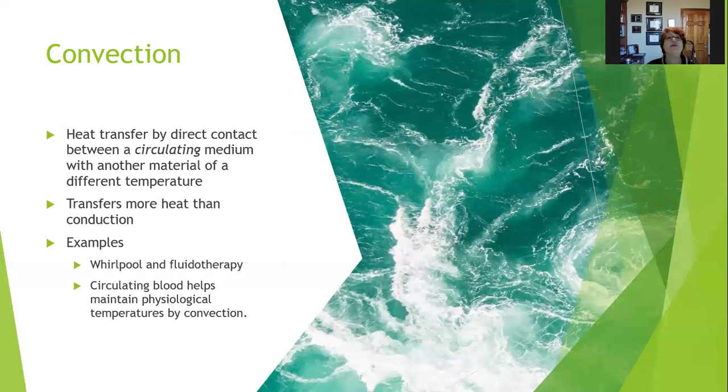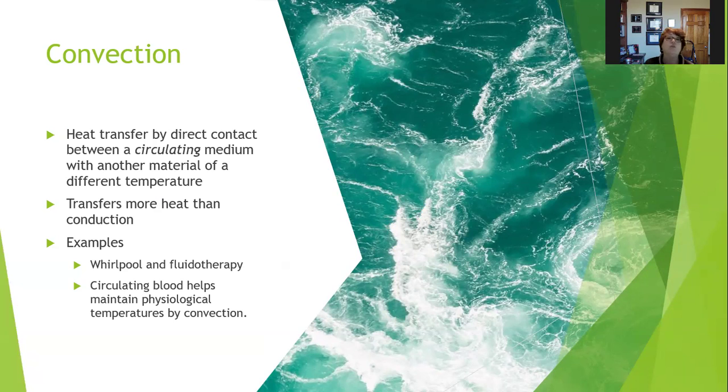Convection is heat transfer by direct contact with a circulating medium of another material at a different temperature. It's like when you get in a cold whirlpool, you're going to cool down a lot faster than if you just put your foot in a still pool of cold water. The circulation increases the rate of heat transfer. Convection transfers more heat than conduction. So you can do cold, transferring heat from the body with a circulating medium, or you can do transferring heat from the medium to the body with a circulating medium.